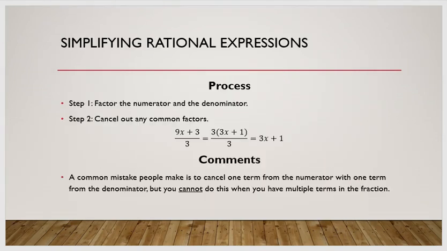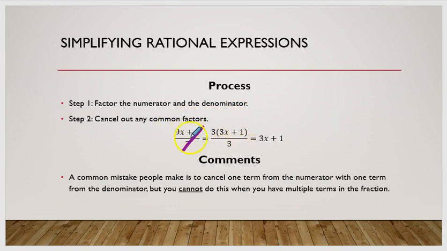So simplifying rational expressions, this is actually where I see students struggle the most with reducing their fractions. You still want to follow that process for factoring the numerator and the denominator, and then canceling out what you have for those common factors. However, the comment I really want to emphasize here is that I see too many people work with 9x plus 3 over 3, and they think that they can just cancel out the 3 on the top and the bottom. In that case, your answer would be 9x.